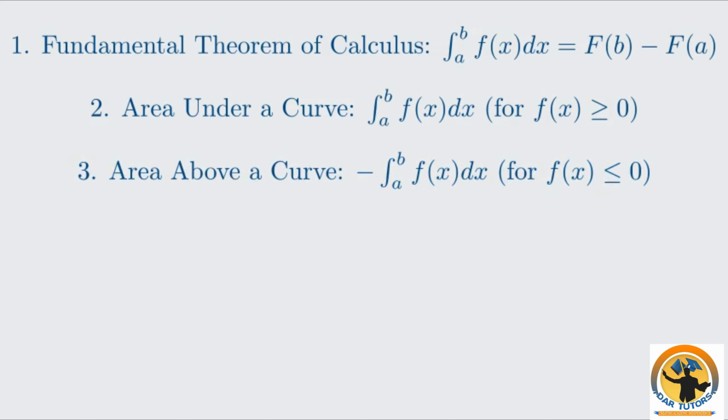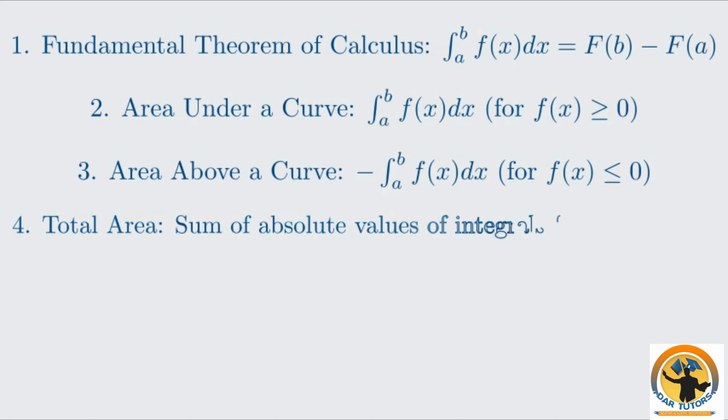Finally, we learned that to find the total area of a function that crosses the x-axis, we must split the integral at each intercept and sum the absolute values of the resulting integrals. You are now equipped to evaluate definite integrals and calculate areas bounded by curves and the x-axis, which are key skills for the IB AA HL exam.